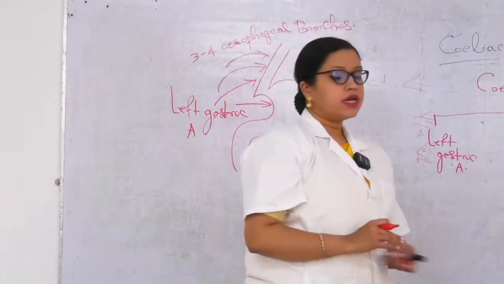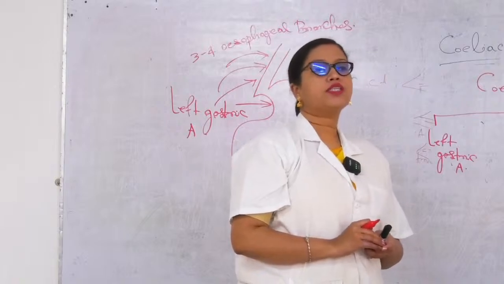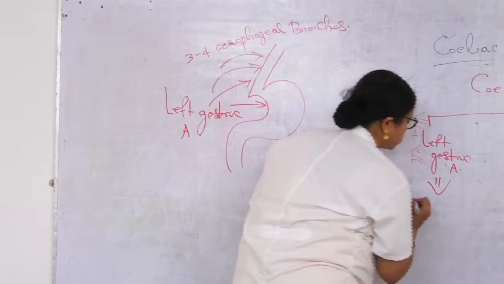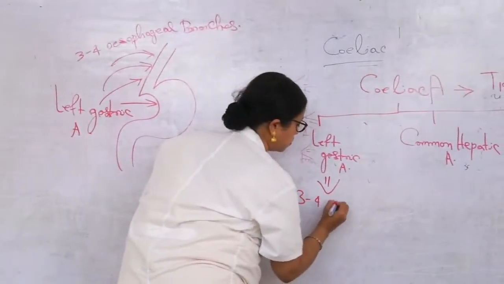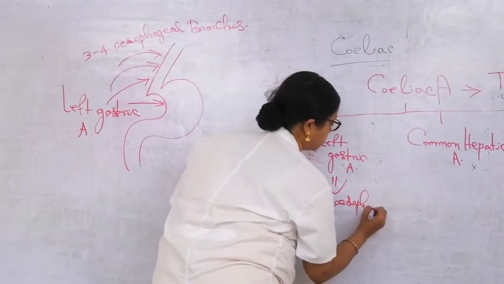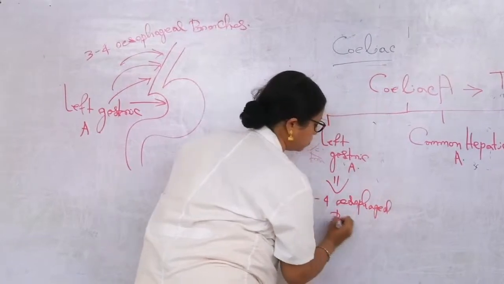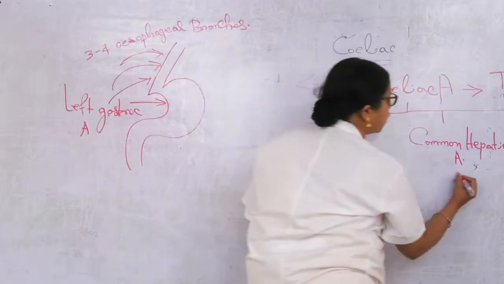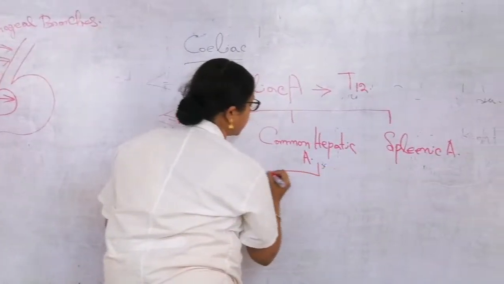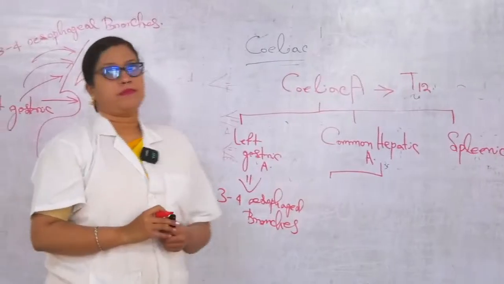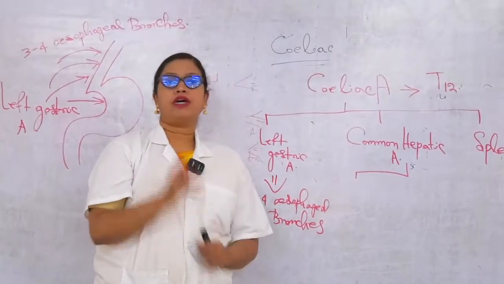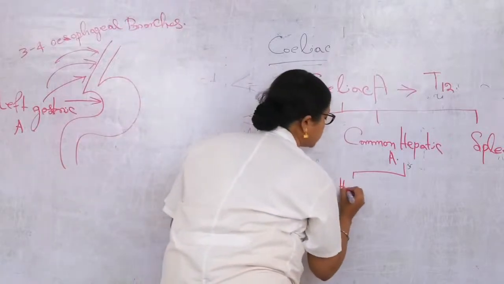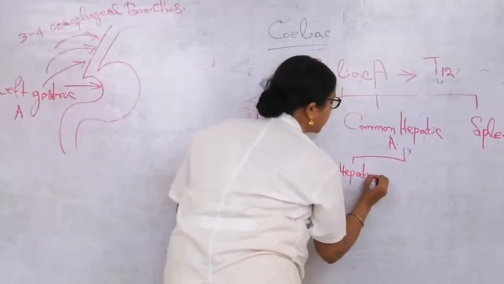Okay, so the next one is the common hepatic artery. How many branches does the common hepatic artery have? It is divided into, first branch, what is it? The first branch would be the hepatic artery proper. So why are we saying hepatic artery proper?